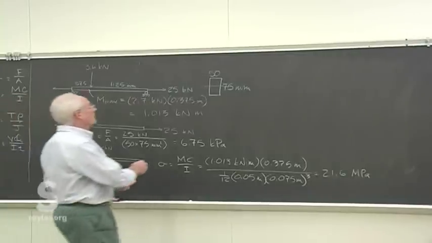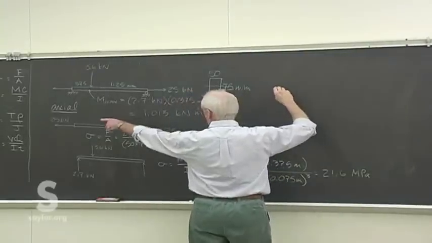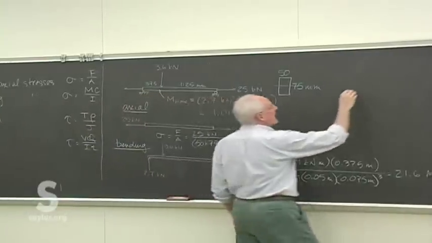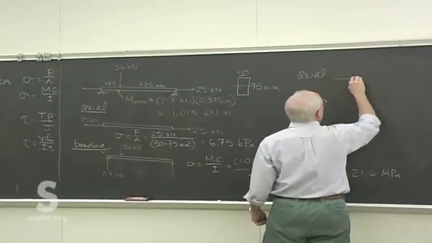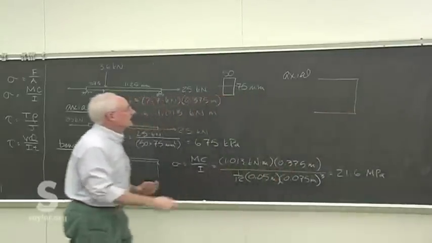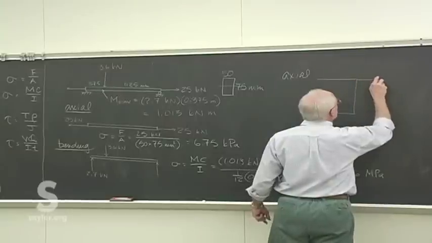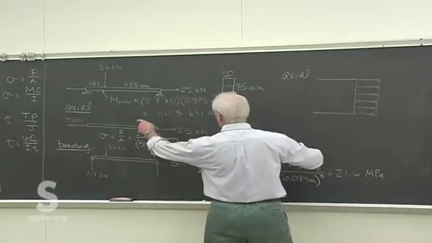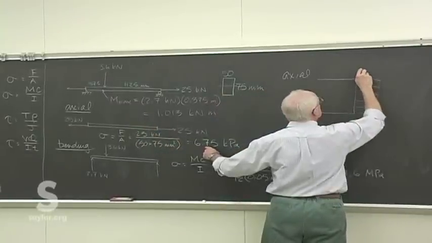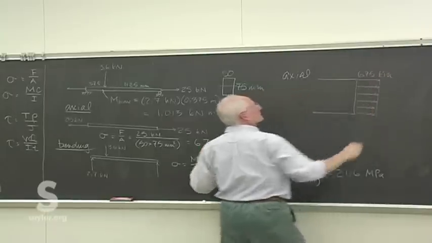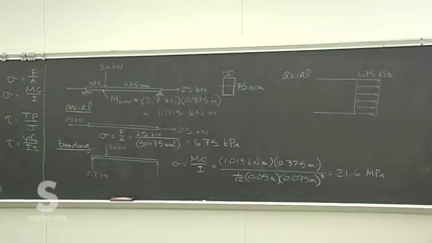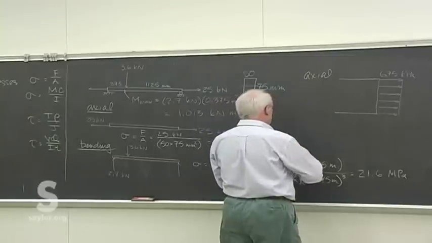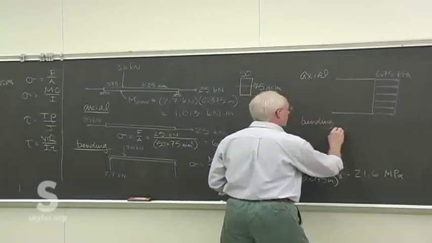Because here's the deal with what's going on. We've got this beam under the axial loading. Let me label this the bending. We've got the axial loading that puts a stress profile that looks something like this. It's in tension all across the beam, and we're looking at the average, so it's uniform. And that's the 6.75. That's just the axial effect alone. We have to add to it this bending effect that we've got.